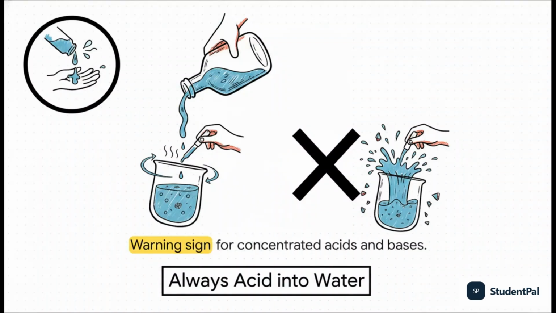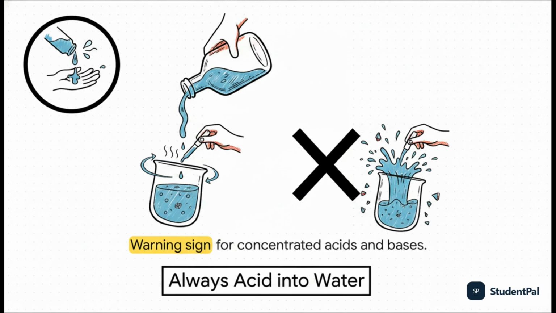And speaking of harm, listen carefully, guys. You will often see warning signs on containers of concentrated acids like sulfuric acid or nitric acid. When we want to dilute these strong acids by mixing them with water, we must be incredibly careful. The process of dissolving an acid or a base in water is highly exothermic, meaning it releases a massive amount of heat. You must always add the acid slowly to the water while constantly stirring.